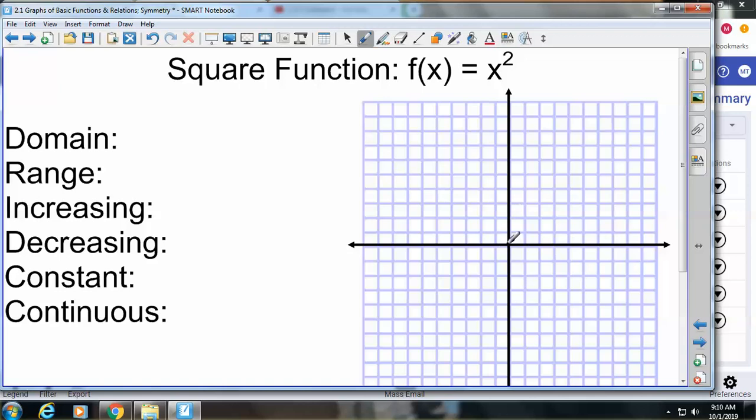0 squared is 0. 1 squared, this 1. 2 squared, 3 squared, negative 1 squared, negative 2 squared, negative 3 squared. So that is our square function.